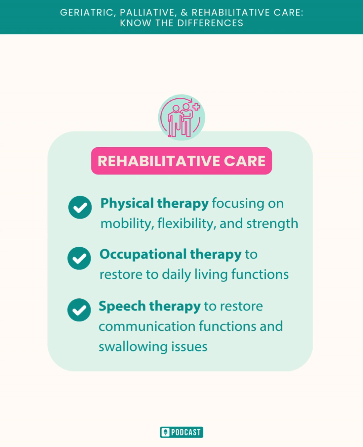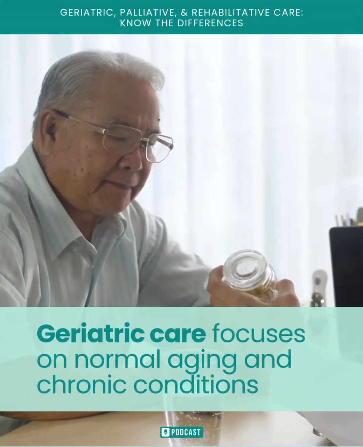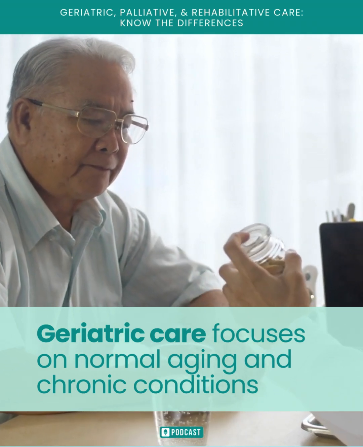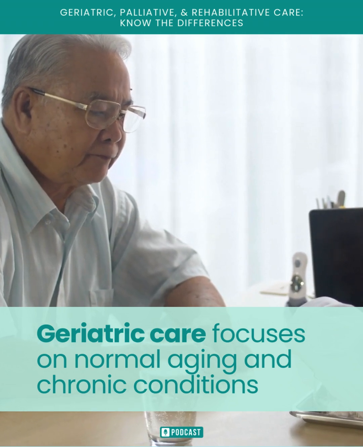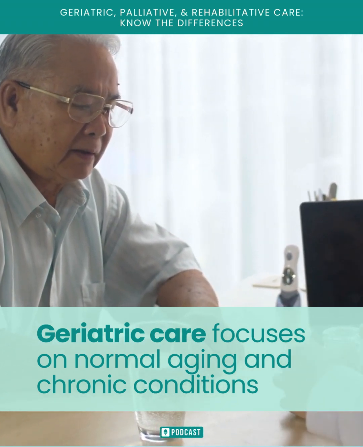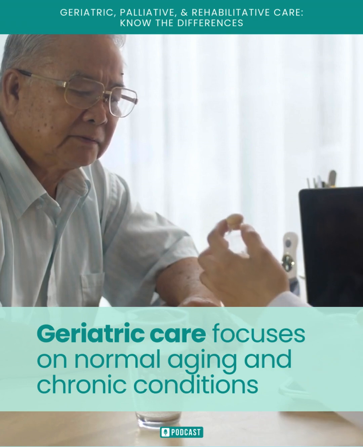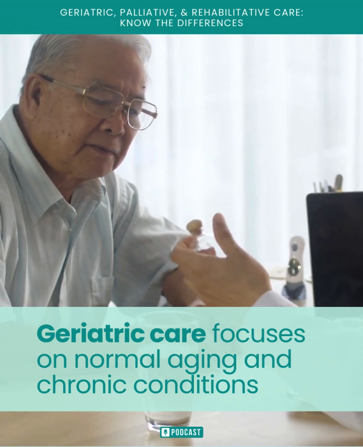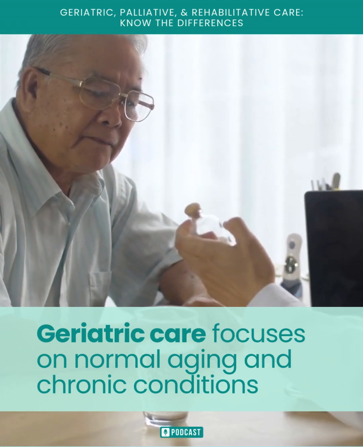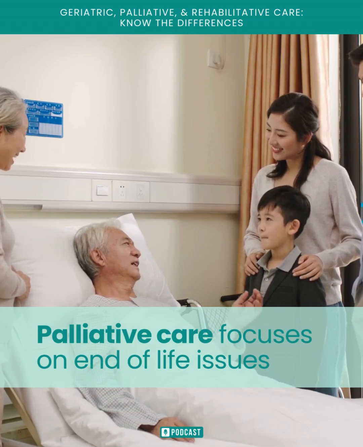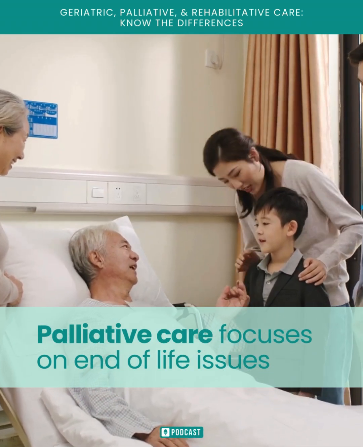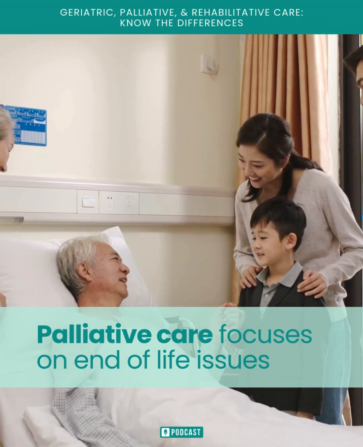So to summarize everything, geriatric care focuses on normal aging and chronic conditions. The goal is to optimize aging. It's typically for chronic diseases, fall prevention, and it may serve also to extend the quality of life of the individual. Palliative care focuses on end-of-life issues, end-of-life diseases, and usually cure is not the main goal.